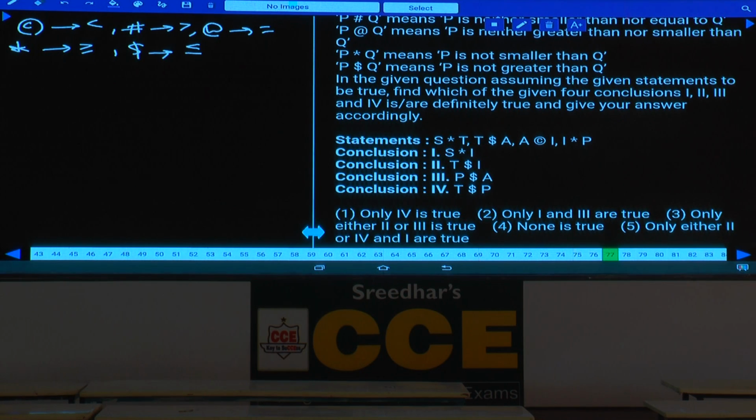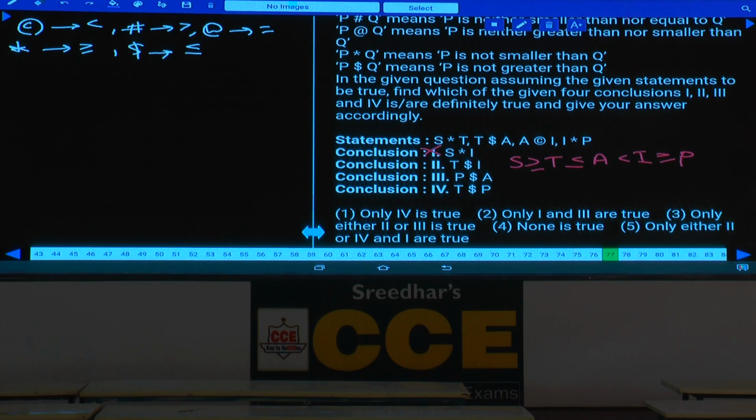Then coming to question number 77. Now this star stands for S greater than or equals to T. S greater than or equals to T, T dollar, T lesser than or equals to A, and A copyright, A lesser than I, and I star, I greater than or equals to P. Then the relation between S and I. Now between S and I there is one greater than, one lesser than, hence no relation between these two. Isn't it? No relation between these two.